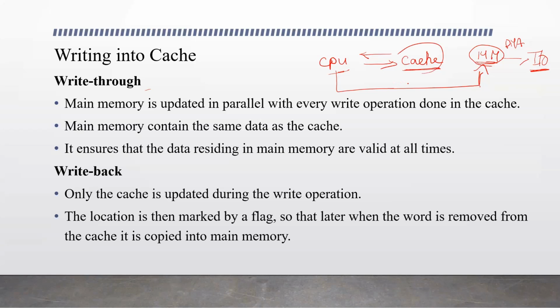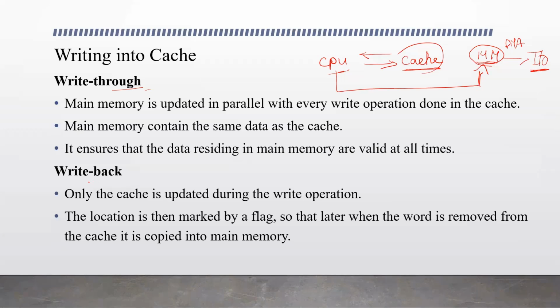So immediately updating main memory whenever a write operation is performed in cache is write through. This method of writing is write through. The benefit is that it ensures the data residing in main memory is valid at all times. Whenever it is changed, it is updated.